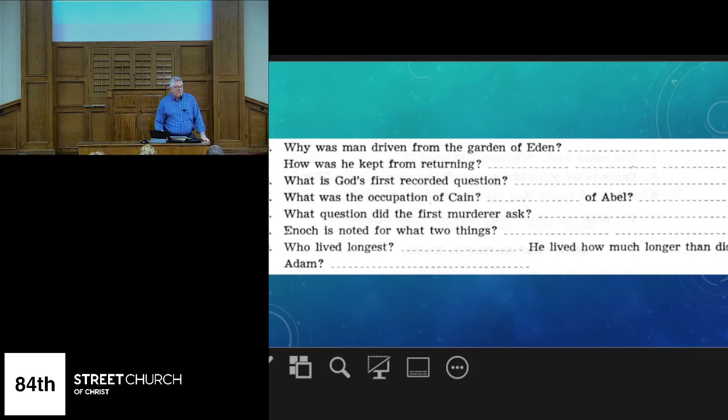And what kept him from returning? Cherubim with a flaming sword. I've heard stories and read things that people have been looking for the entrance to the Garden of Eden for a long time. Don't believe they're ever going to find that. But even if they did, it probably would not be good. God said he doesn't want you in there. You're not going in. All right, number 6.